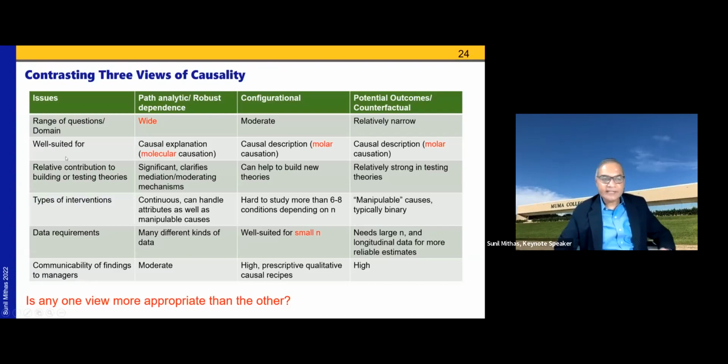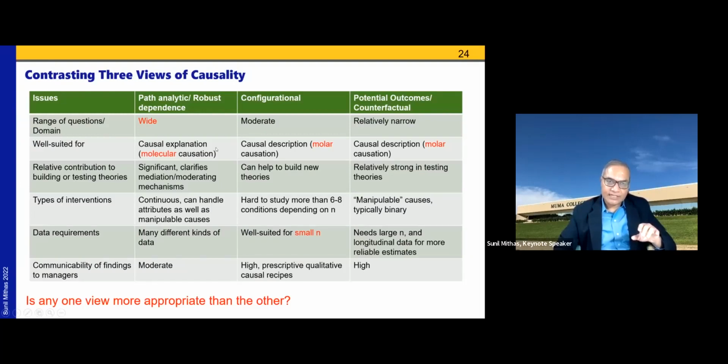Now, let me just compare very quickly the three approaches and their salience for the information systems field. So this is our take, and this is what we are going to put in the editorial as well, that if you think about these three approaches, they have different applicability in terms of the range of questions or the range of domains to which they apply. So path analytic, it used to have a big market share in terms of published papers, and maybe it will continue to have. And the reason is because it can handle a variety of questions. Configurational, not so much, and here potential outcomes, the range of questions are relatively narrow.